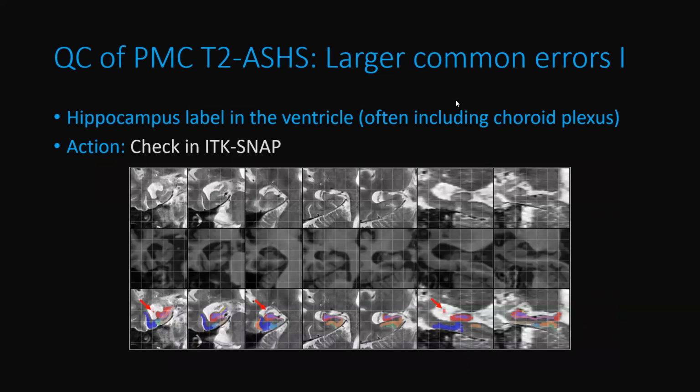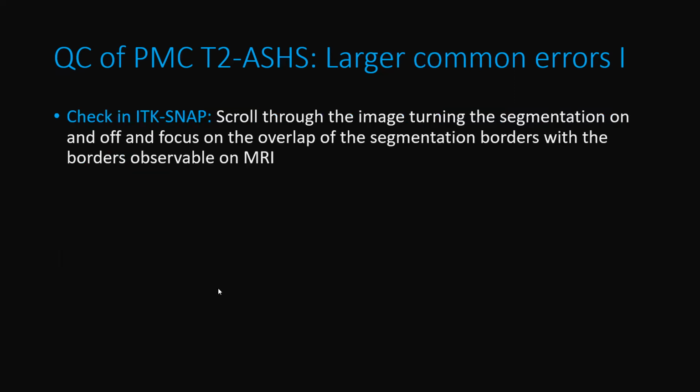All right, so then I move on to 3 larger common errors. One of them we've actually also seen for T1-ASHS: there's hippocampus label in the ventricle, often also including choroid plexus. So I hope you can see some of these incorrect voxels in the ventricle here. And this is a common error in cases with more atrophic hippocampi. So you can imagine if you would exclude all these cases, you could potentially have a bias in your data set in the end. So again, what do you do in this case?